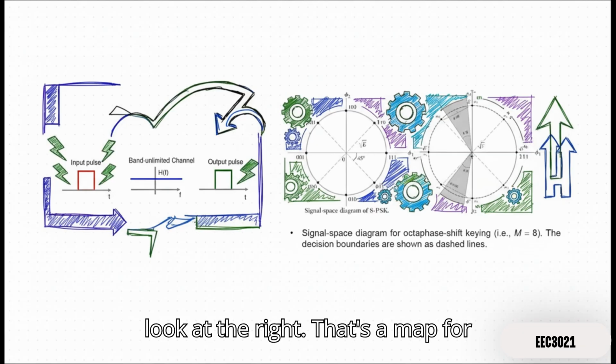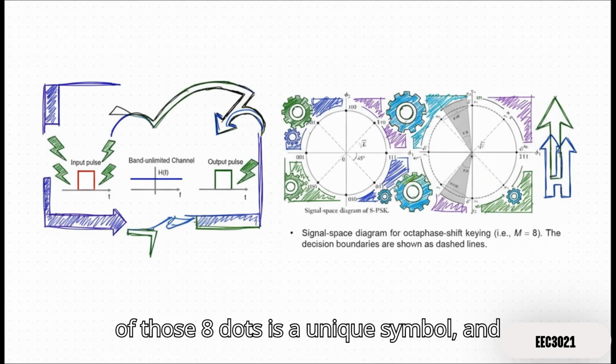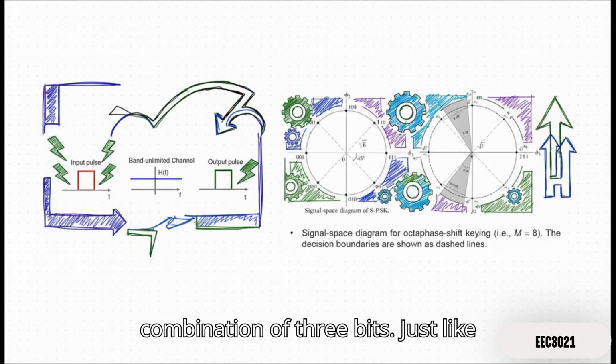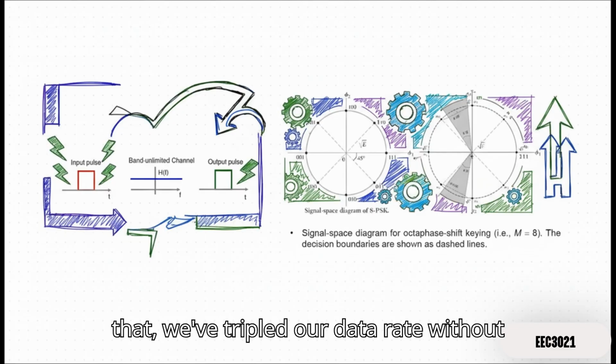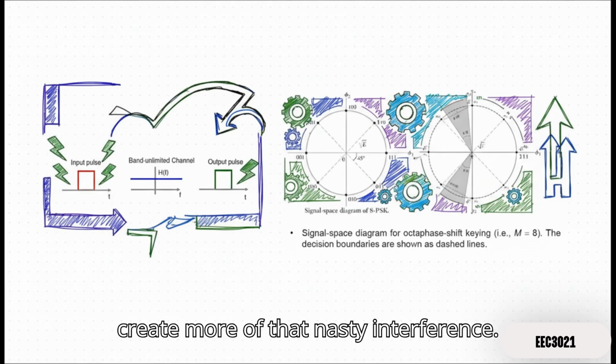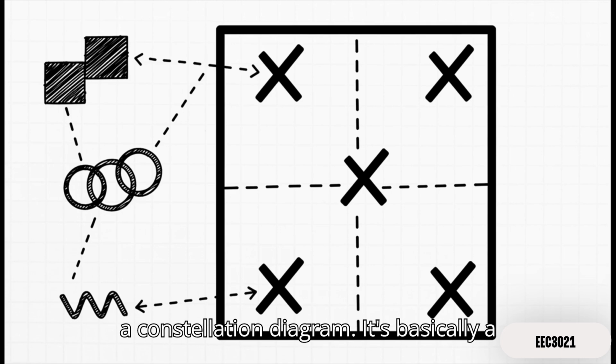Now look at the right. That's a map for what's called an 8 PSK signal. Each one of those 8 dots is a unique symbol, and each one represents a different combination of 3 bits. Just like that, we've tripled our data rate without having to send our pulses any faster and create more of that nasty interference. And this map has a name too. It's called a constellation diagram. It's basically a picture of our symbol library.